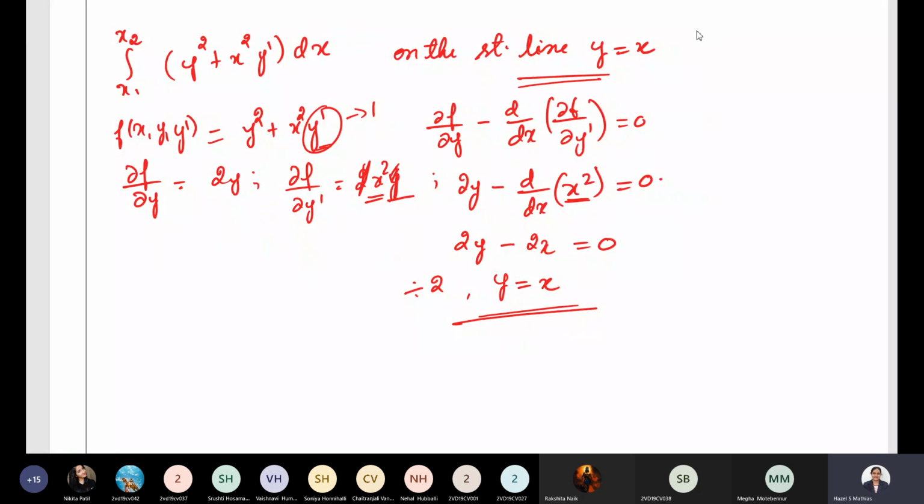What is asked? We need to show that this functional assumes the extreme values on the straight line y equal to x. So we can say that this functional attains its extreme values on the straight line y equal to x. It's a simple question.